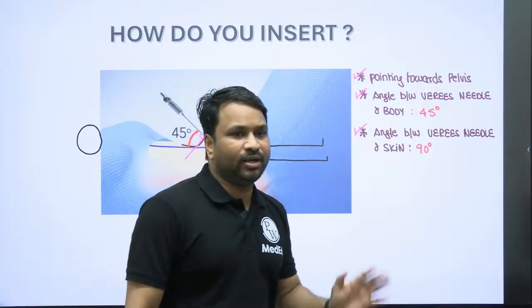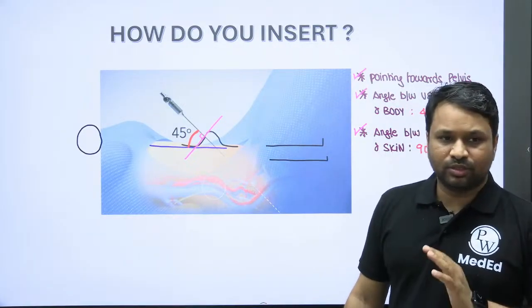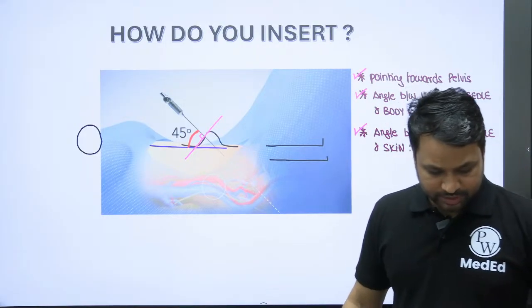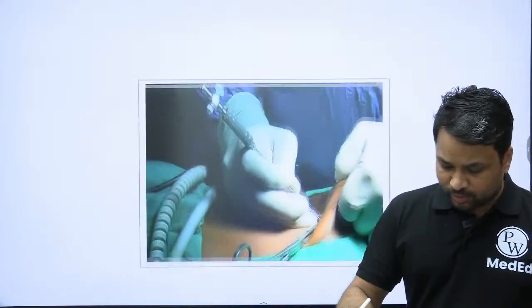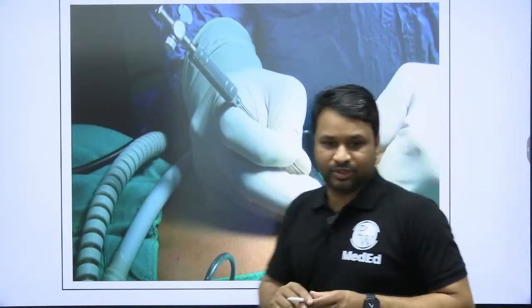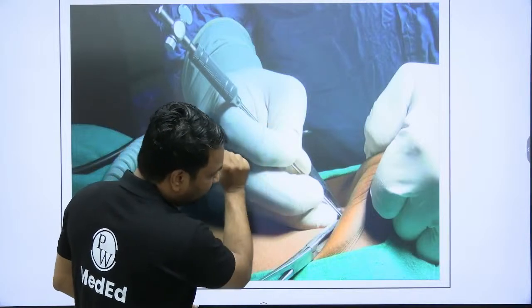Until this point, we have to pull back a little. So this is about how you are going to insert your Veress needle. Now the same thing I can demonstrate in the picture. You can see I'm pinching the skin. If you're able to see, the skin has been lifted up and the Veress needle is held like a dart, and you're inserting it.